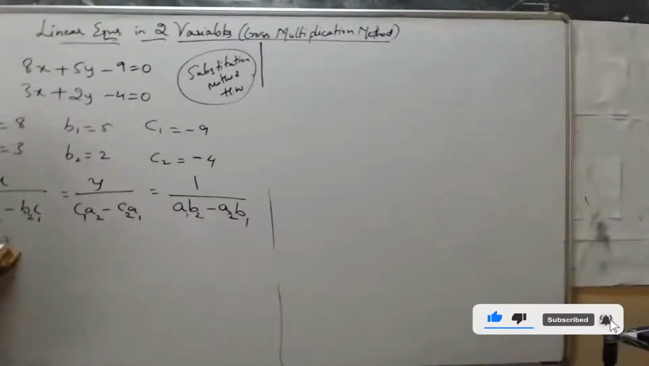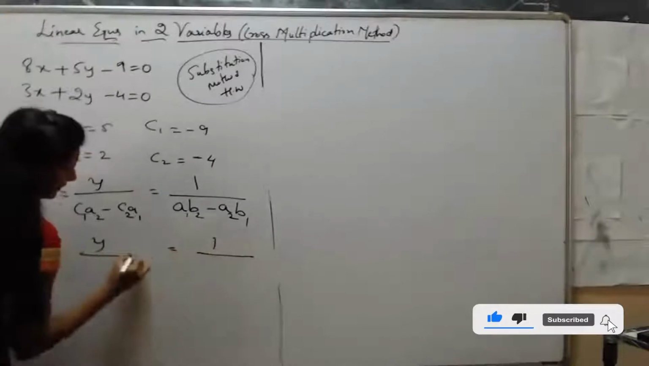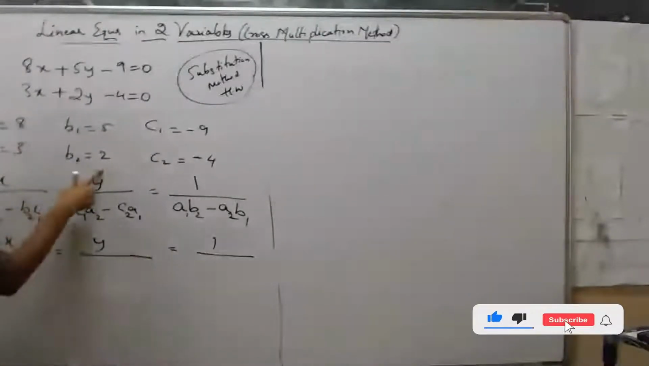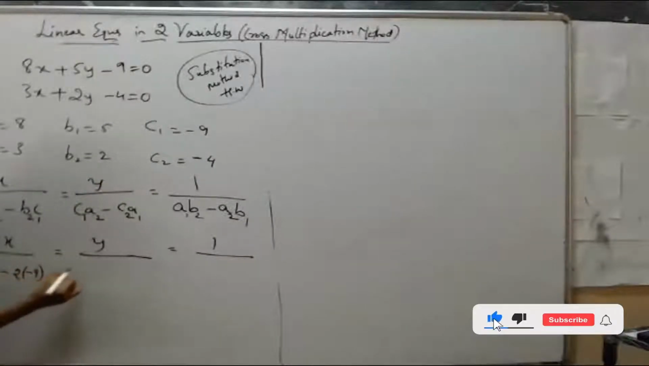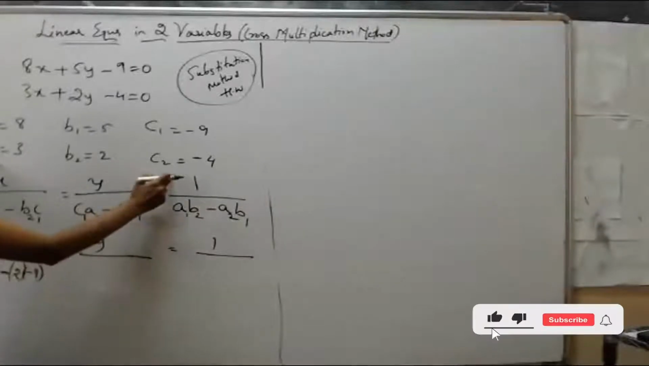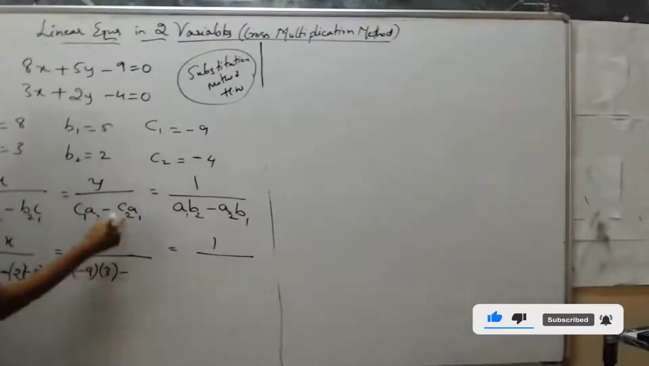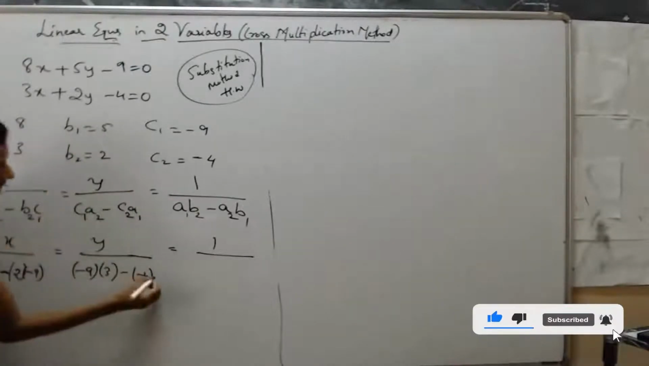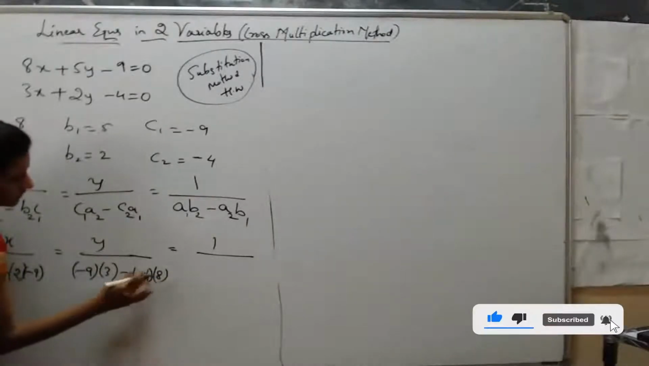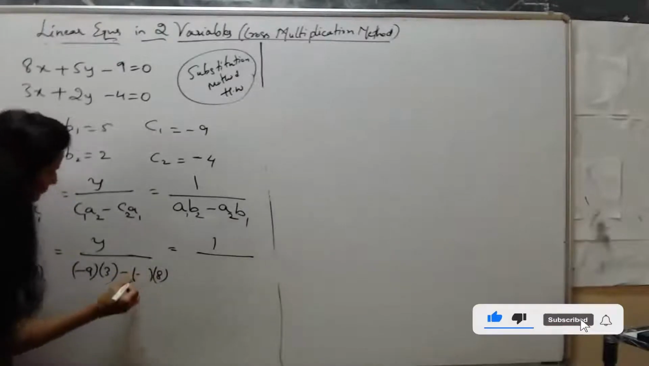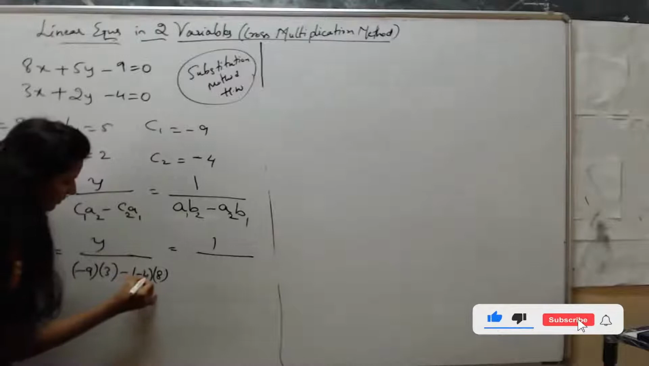Here we have to substitute all the values. x divided by, y divided by, 1 divided by. What is b1 and what is c2? b1, c2. 5 into minus 4 minus b2, 2 into minus 9. Similarly, here you can put brackets like this, which doesn't lead to any confusion. Why? c1, a2. That is minus 9 and 3 minus c2, a1. Minus 4 and 8. If you don't know that now, you can use that also. Is it visible or not? What? Minus 4 or plus 4? c2 is minus 4. Okay, next.